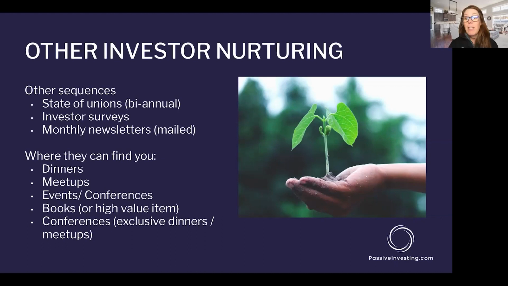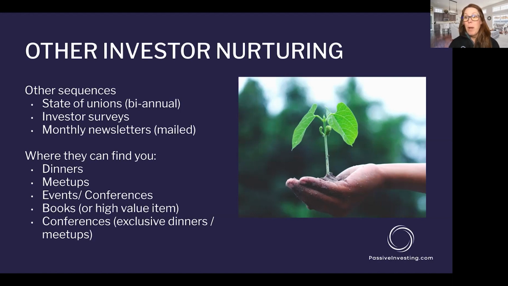These are probably things that you're doing right now. Okay, and if you're not, consider this. Add in sequences, maybe like a biannual State of the Union address, updating investors on what's going on in your company. All right. Now, here's the cool thing, kind of going back to our spider webbing content.